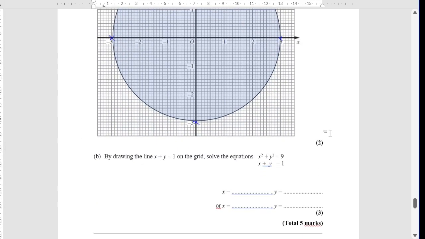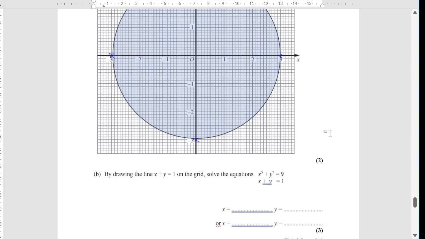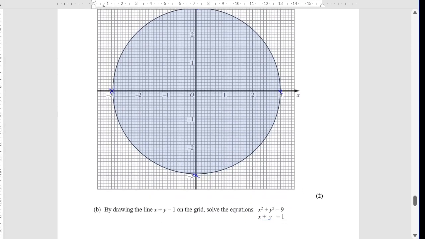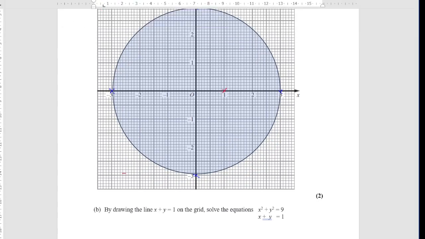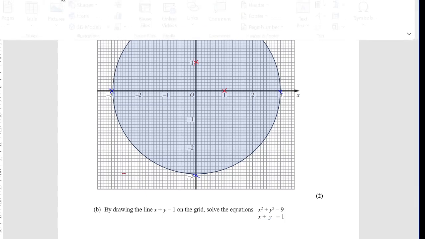Okay, by drawing a line of x plus y is equal to 1 on the grid, solve the equation. Okay, so the line x plus y is equal to 1. Let's change pen color for this. It's going to go through the points (1, 0) and (0, 1). So I'm going to try and insert a line through those points.